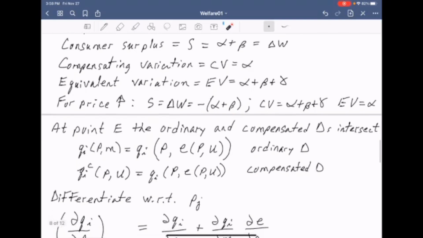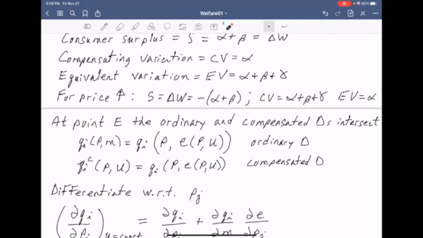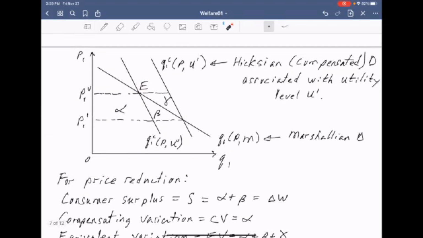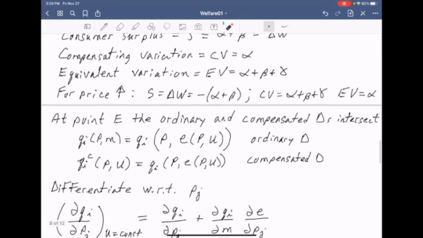So at the point E, the ordinary and compensated demand curves intersect, which is important to note, in which case we write Qi of P, M. This is the Marshallian or ordinary demand function, and we plug in this expenditure function, so that M is E as a function of P and U. So in the end, this ordinary demand becomes a compensated demand where the price and level of utility determine what the demand will be. So the compensated demand is the same here as up here. They intersect at these points, E and this point that's not labeled. So at point E is where they intersect.